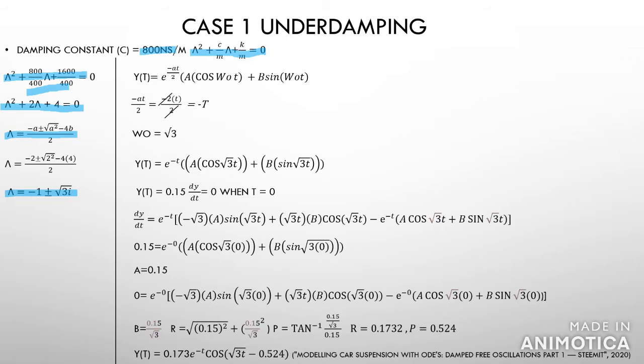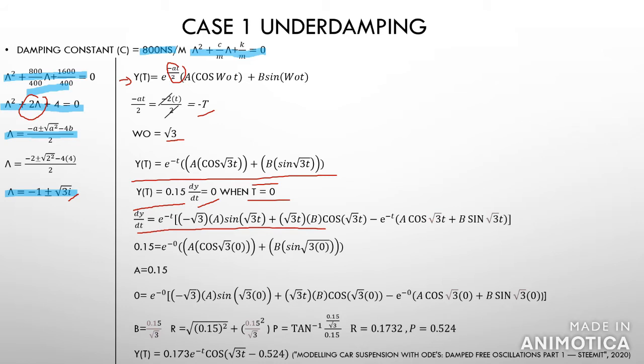And now, since there is an imaginary number here, I have to use this equation to find my general equation. You see this negative a t over 2, where a is the coefficient of lambda, 2. I sub in my value and get negative t, and omega 0 is square root 3. I know my y at t equals 0 is 0.15, and dy over dt equals 0 at t equals 0. So what I'll do first is find my derivative equation, which is this.